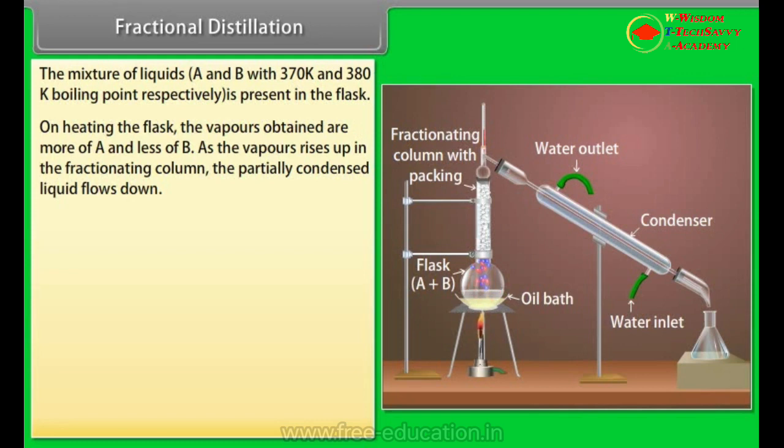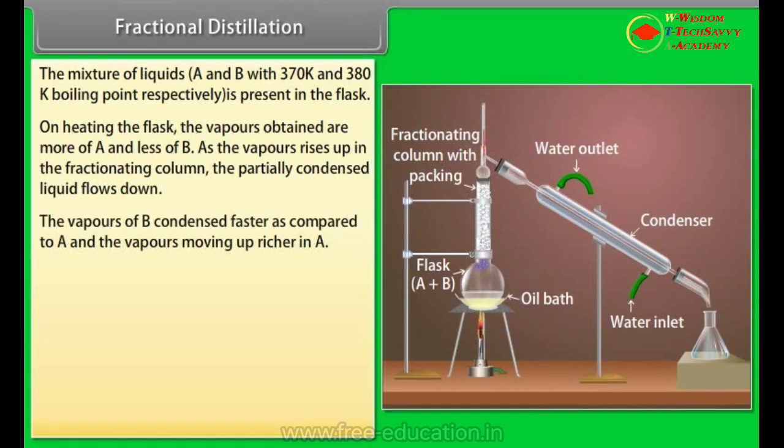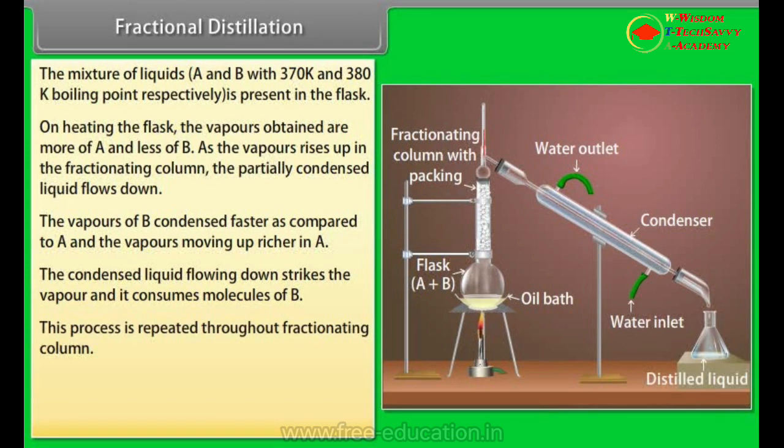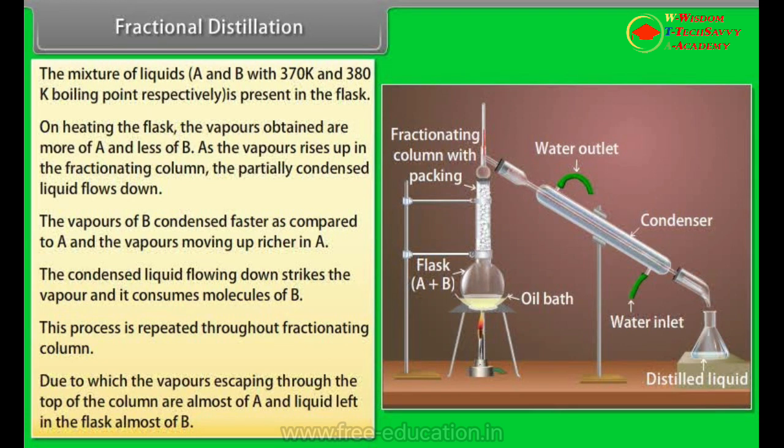As the vapors rise up in the fractionating column, the partially condensed liquid flows down. The vapors of B condense faster as compared to A, and the vapors moving up are richer in A. The condensed liquid flowing down strikes the vapor and consumes molecules of B. This process is repeated throughout the fractionating column, due to which the vapors escaping through the top of the column are almost entirely A and the liquid left in the flask is almost entirely B.